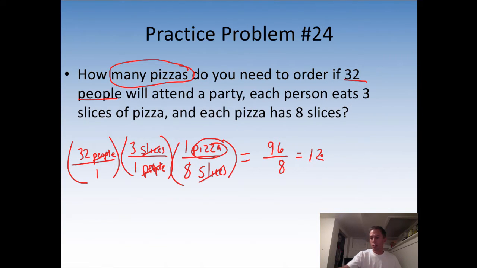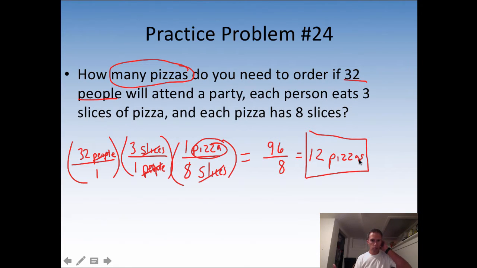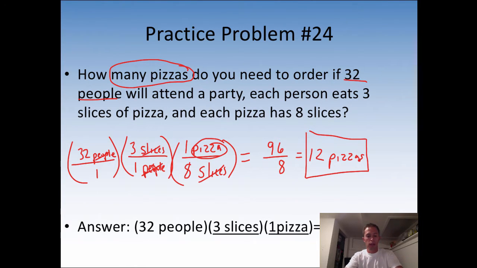But I can't just circle 12. It's 12 what? You've got to tell people what you're talking about here. So 12, what's my unit? We look to the last one that's still there, and it's going to be pizzas. 12 plural, 12 pizzas. So if you have 32 people coming to your party, each person's going to eat 3 slices of pizza, and each pizza has 8 slices, you better order 12 pizzas. So kind of cool. It's a way of going from one unit to another. Let's see if we got that right. Yeah, and we did. So great.